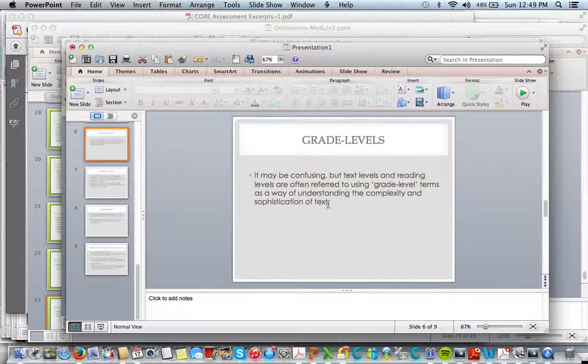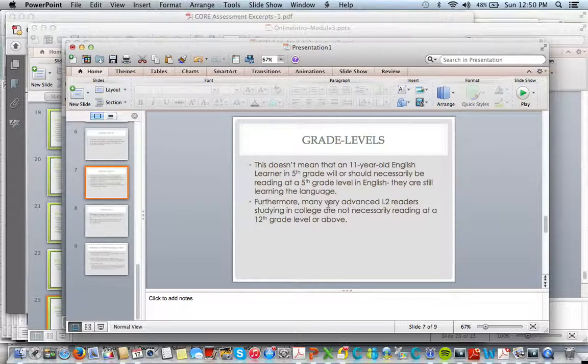So it may be confusing, but text levels and reading levels are often referred to using those first grade, second grade, third grade level terms as a way of understanding the complexity and sophistication of a text. So texts get harder as you go up the grade levels, okay? But I don't want you to be confused by the fact that something's referred to as fifth grade level, for example, and your fifth grader is not reading anywhere near that.